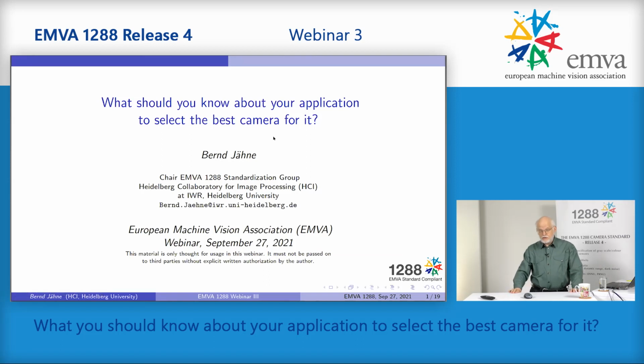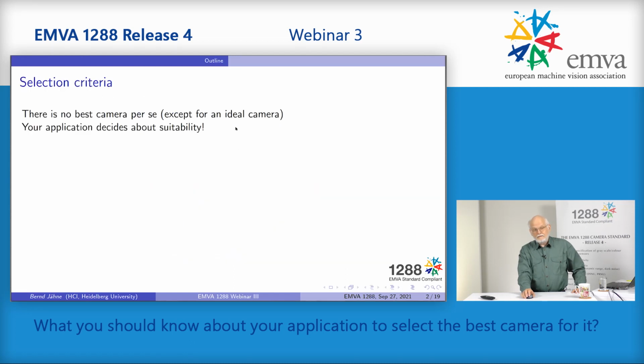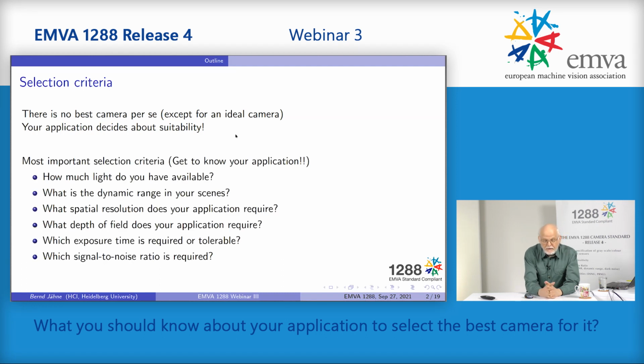So the question is, what should you know about your application to select the best camera for it? Well, I explained already to you, there is no best camera per se, except of course if you would have an ideal camera with no deficits at all, as we discussed during the last two sessions. It really depends on your application which camera to select. And what I would like to tell you today is what you need to know about your application to be able to do this selection process. I have listed here the most important selection criteria, which you should really know about your application. Let me just briefly go through that list.